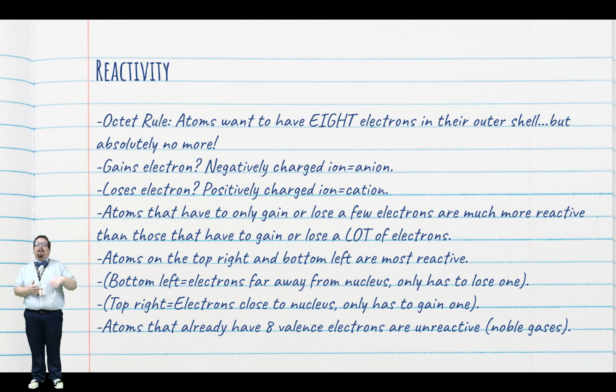Atoms that only have to gain or lose one electron are much more reactive than those that have to gain or lose more than one electron. Therefore, the elements on the top right of the periodic table and the bottom left are the most reactive.